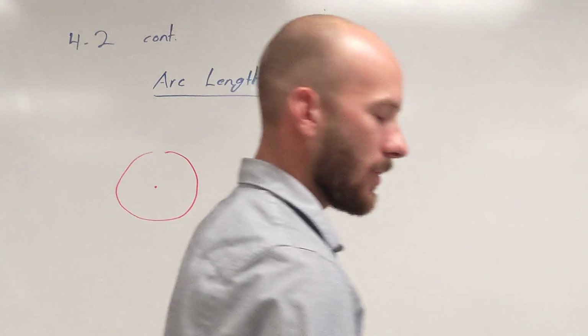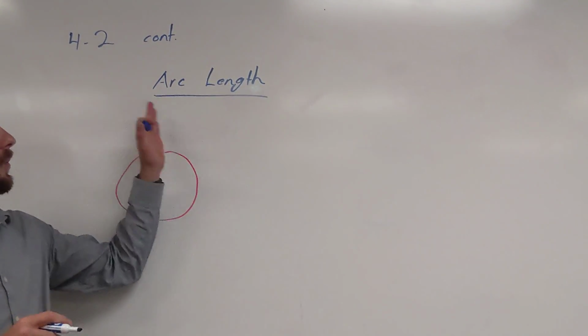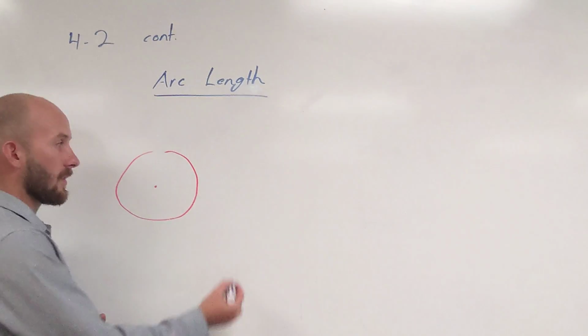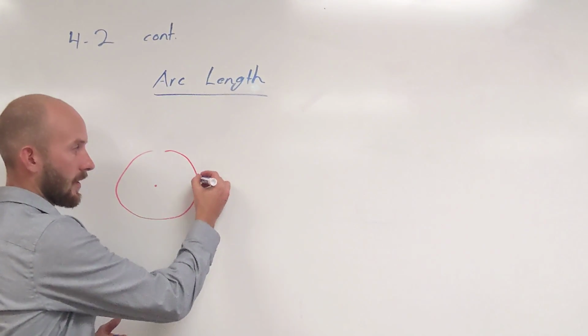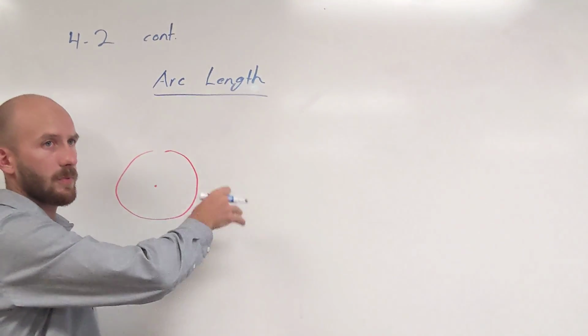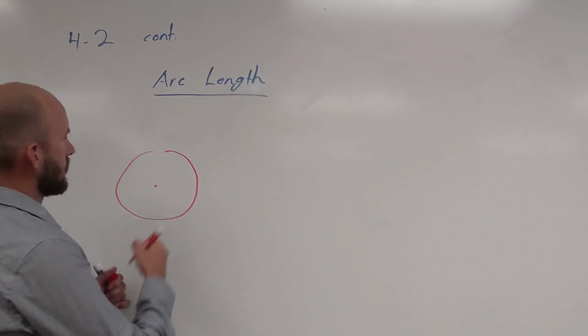All right, so to start out with, I just want to clarify, when we're talking about arc length, I want to make sure everybody knows what we're talking about. So arc length is the length around the circumference of a circle, not the entire circumference, but just a piece, right? So what I'm going to have us draw.